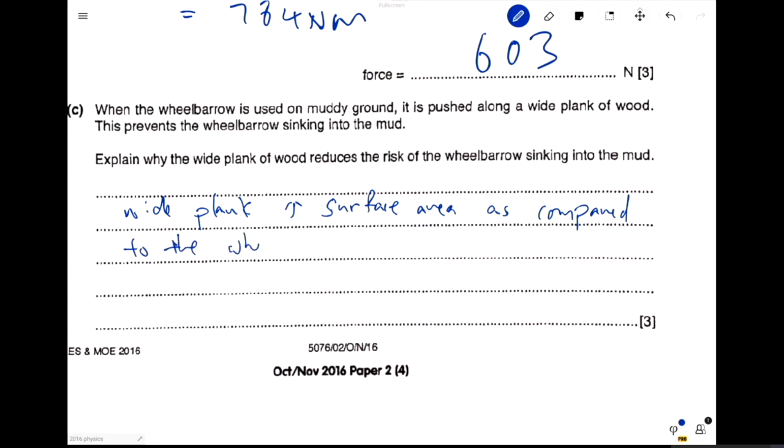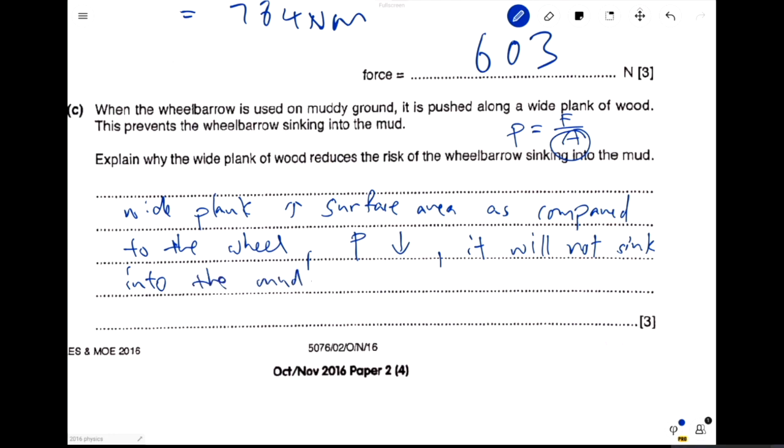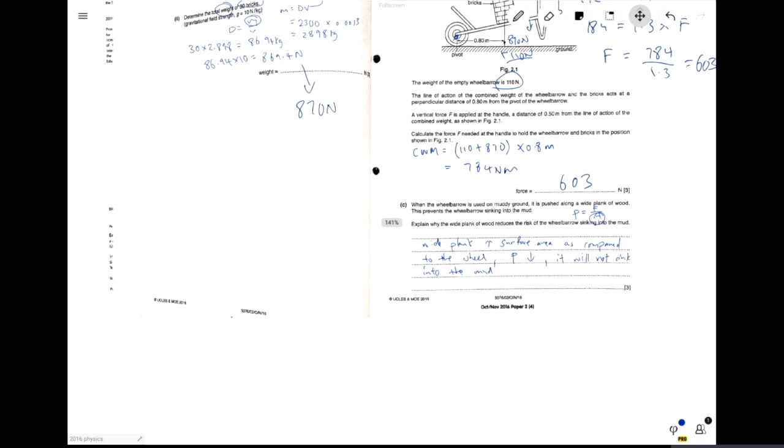So when the surface area is increased, what happens to the pressure? Remember, the formula for pressure equals force over area. So when area increases, pressure will decrease. So when the pressure decreases, it will not sink into the mud. Right? Simple. Next.